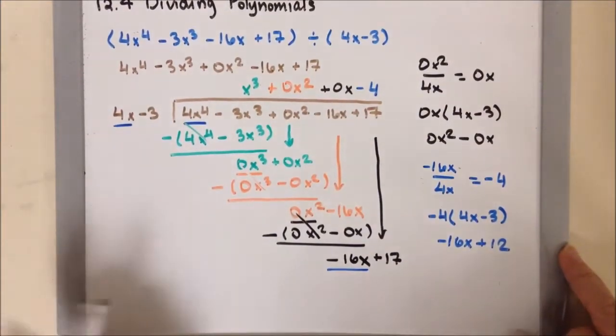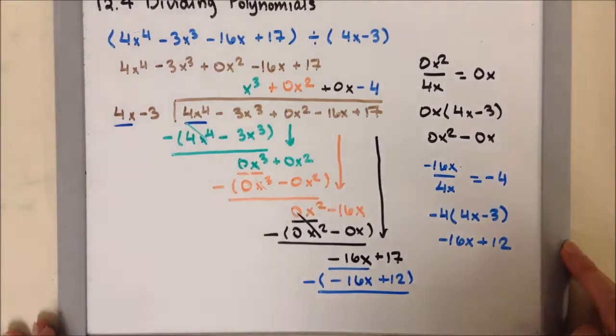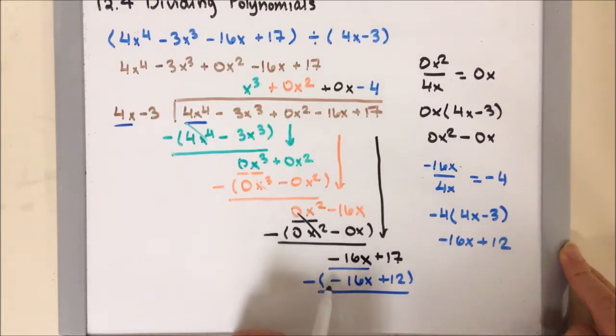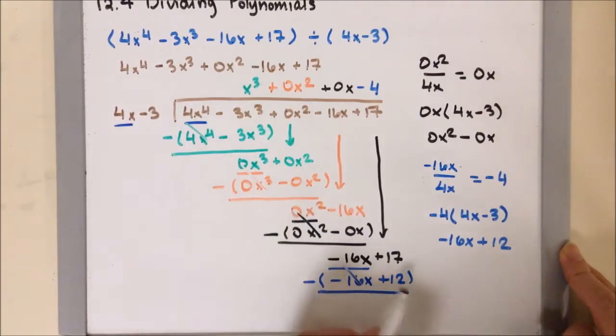So I'm going to bring it over here. So minus 16x or negative 16x plus 12. Put it in parentheses with the minus. Alright, so when we're distributing the minus to this, it's going to be plus. So it's going to be negative 16x plus 16x, cancel out. And then when I distribute this minus to the plus 12, it's going to be minus 12. So it's going to be 17 minus 12, which will be 5. And that's our remainder.